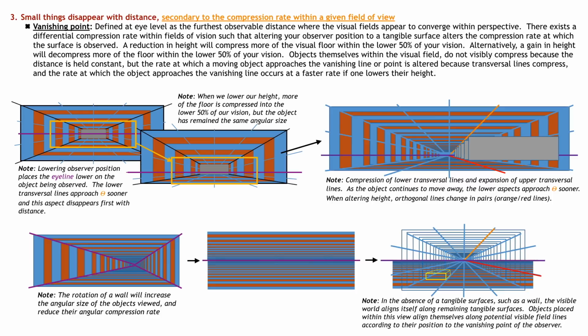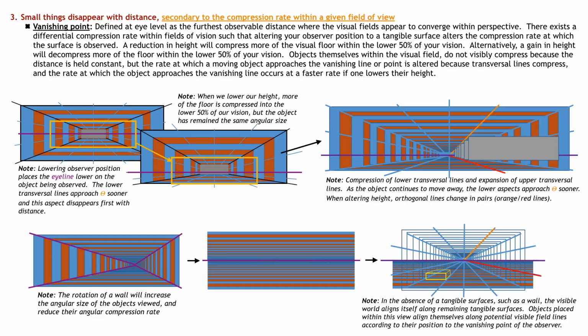So a reduction in height will compress more of the visual floor within that lower 50% of your vision. Alternatively, a gain in height will decompress more of that floor within that lower 50% of your vision. And we will show some examples of how that works. But the objects themselves within the visual field do not visibly compress because the distance to them is held constant. But the rate at which a moving object approaches the vanishing line or point is altered because of transversal line compression if we alter our height. And the rate at which the object approaches the vanishing line occurs at a faster rate.